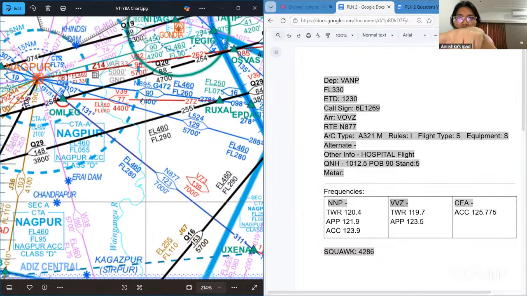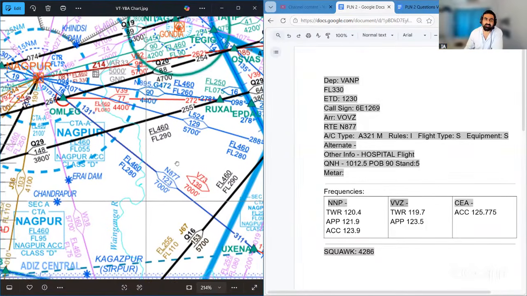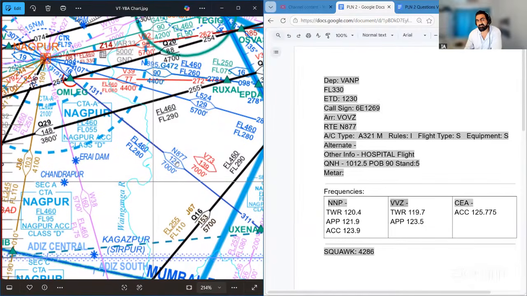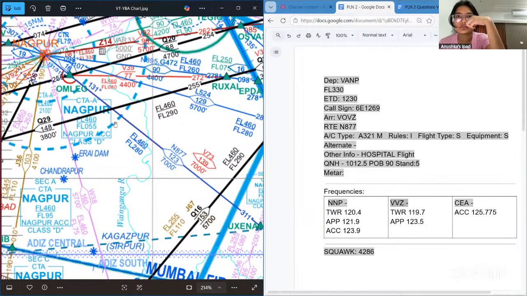Then we have the second one. And then what do you think the blue line was? International route, is it? Advisory route? Try to recall the legend. Advisory?